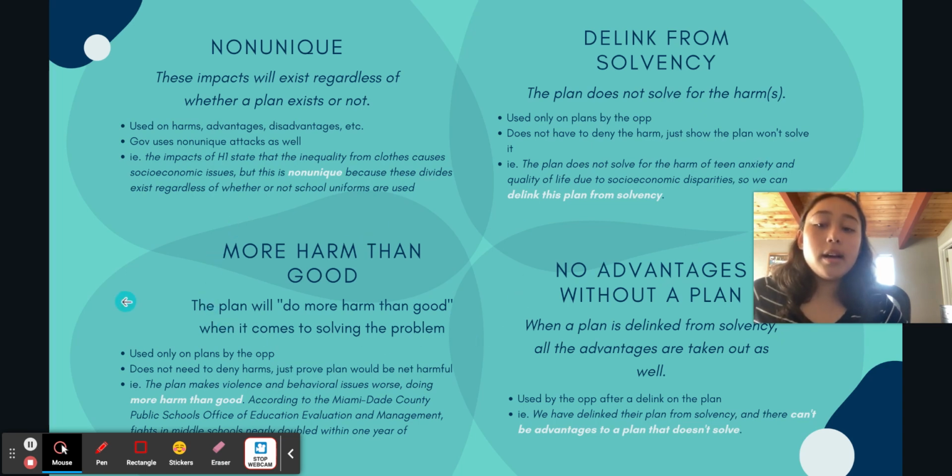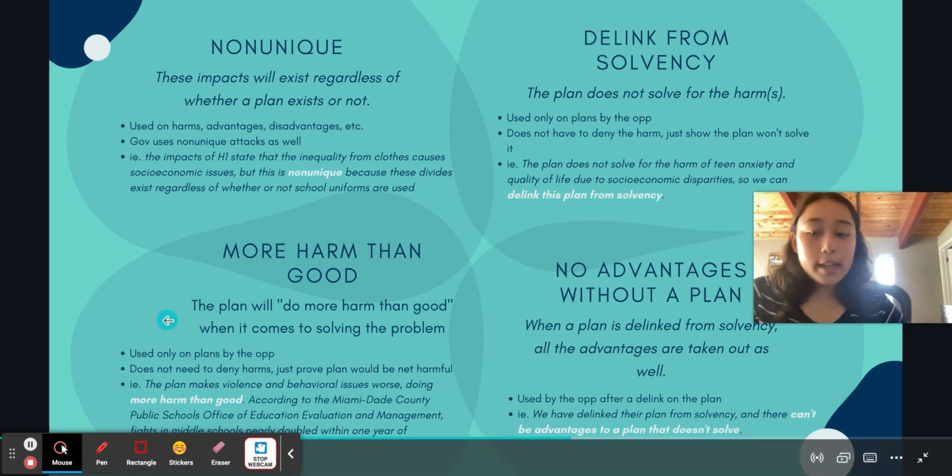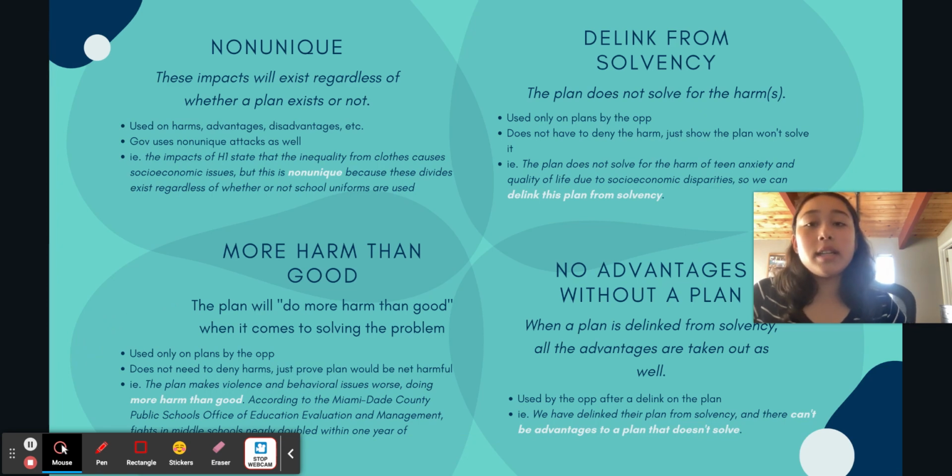Then you can argue that the plan does more harm than good. So it's only used on plans and only used by the op. So you don't actually have to deny the harms. Again, you don't even have to deny solvency, which is really key. Rather, you can prove, okay, maybe the plan solves, maybe the harm exists. However, these impacts that the plan will cause, these negative impacts, are so bad that this doesn't even matter because the cost does not justify the fight. We don't actually want to pass this plan because of all these negative impacts that it causes, in addition to perhaps the few good ones that it also causes.